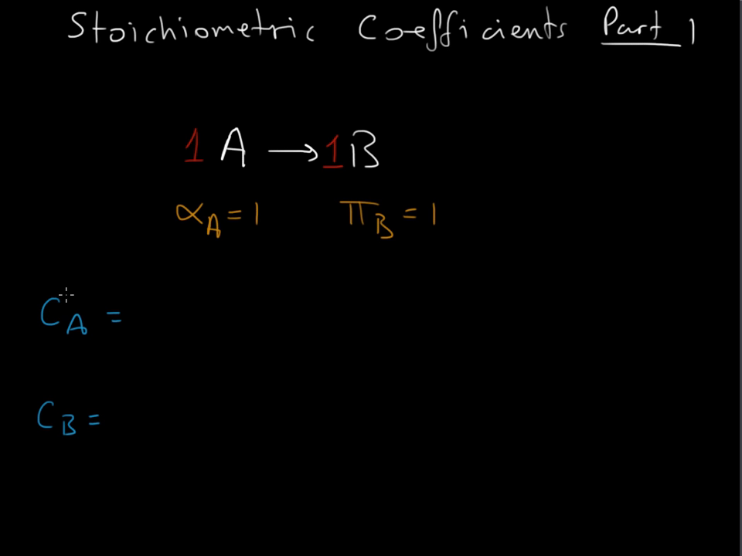Well, whenever you have a stoichiometric coefficient for a reactant, it'll always be negative. Whenever you have a stoichiometric coefficient for a product, it'll always be positive. We then simply follow it by the stoichiometric amount, which is alpha A in this case and pi B in this case. So that means C_A equals minus 1, C_B equals plus 1. Okay? So it's actually quite easy to write these down simply by inspection.